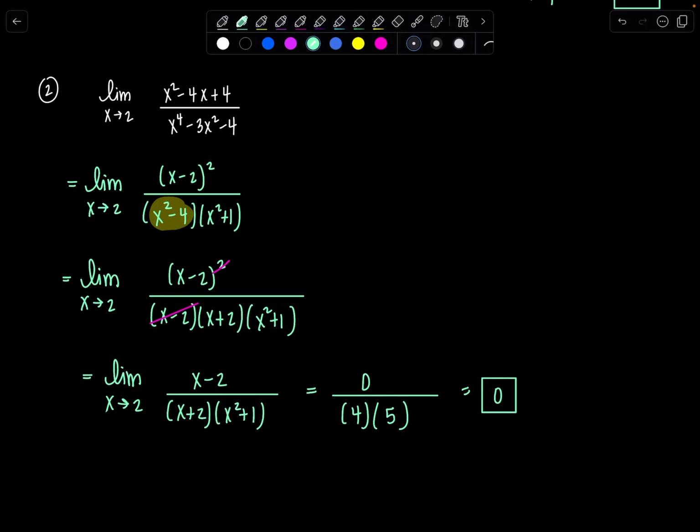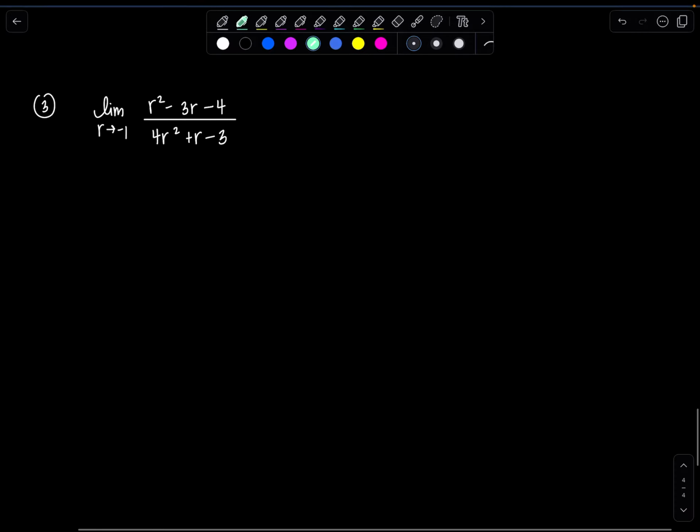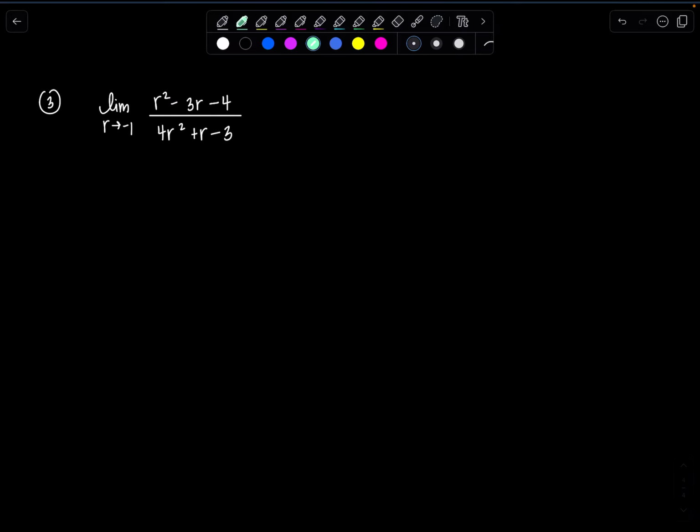Beautiful. Just one more. I feel like we've factored our little hearts out in this recent series. So we have the limit as r approaches negative 1 of r squared minus 3r minus 4 over 4r squared plus r minus 3. Why don't you pause the video, give it a try on your own. Did you pause it? Did you get 5 over 7? Oh, good. Okay. If not, it's okay.